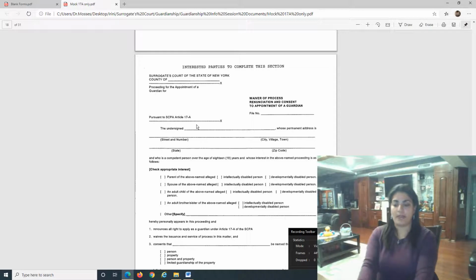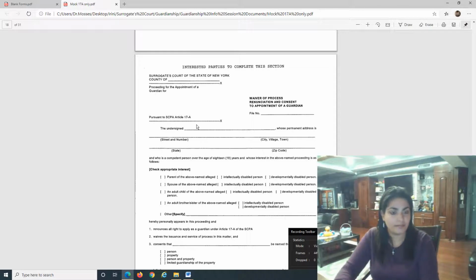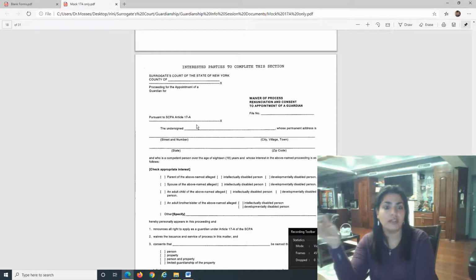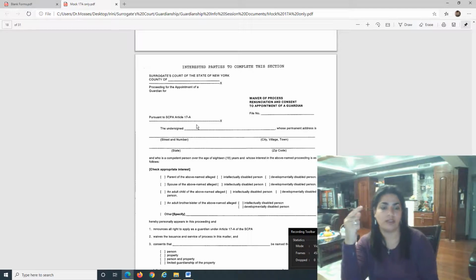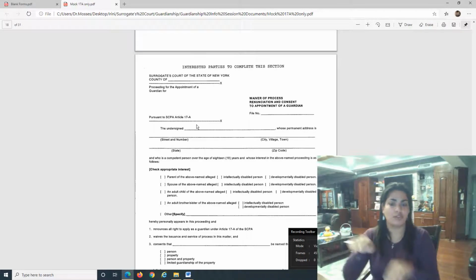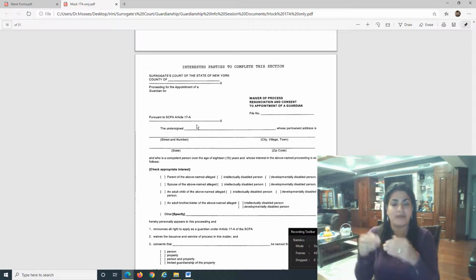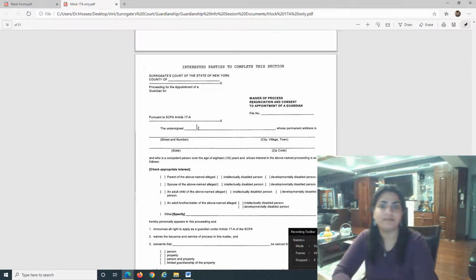So if the respondent has siblings, and the siblings are not coming forward to become the guardians, but an aunt or an uncle is, all the siblings have to fill this out, and now all the aunts and uncles have to fill this out as well. Because why does one aunt get to become the guardian to the exclusion of the others? So everybody on that same line, that same relationship status, has to fill it out.